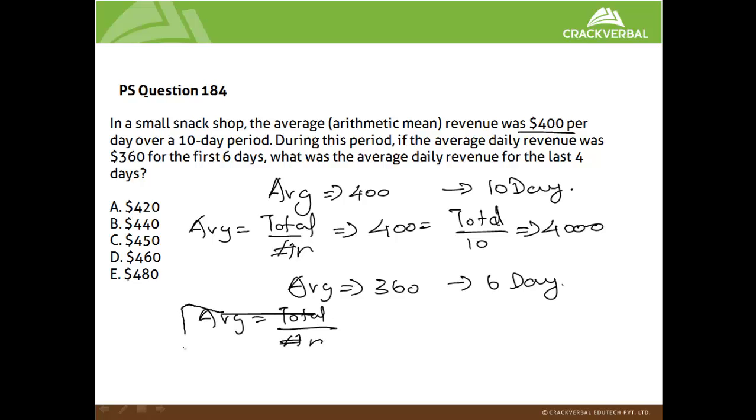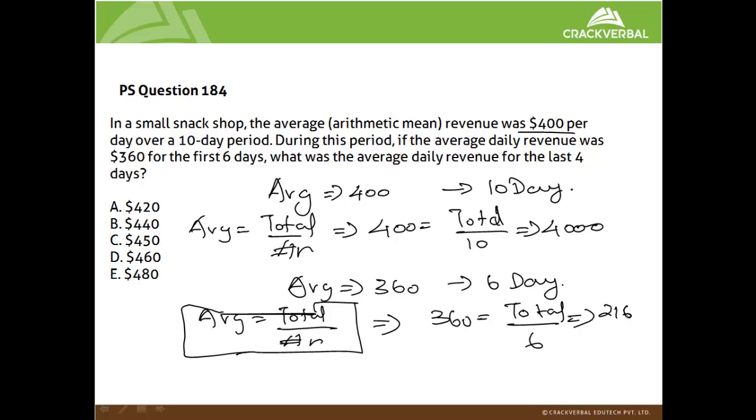So in our case, the average is 360, so 360 equals total divided by the number of days, which is 6. So the total is 360 into 6, which is 36 into 6, with a 0 as well. 6 cube is 216, so it is 2160.